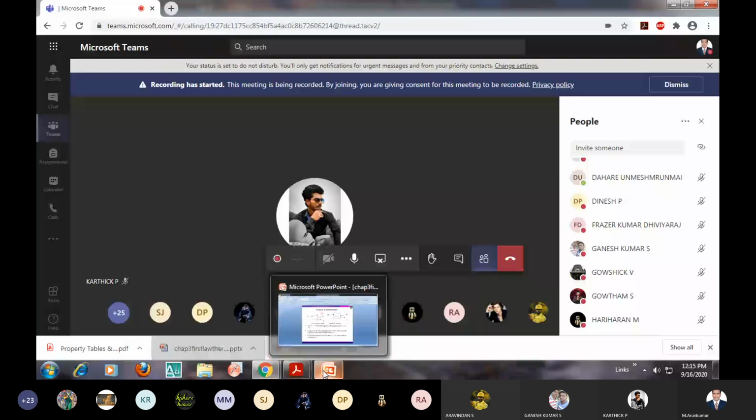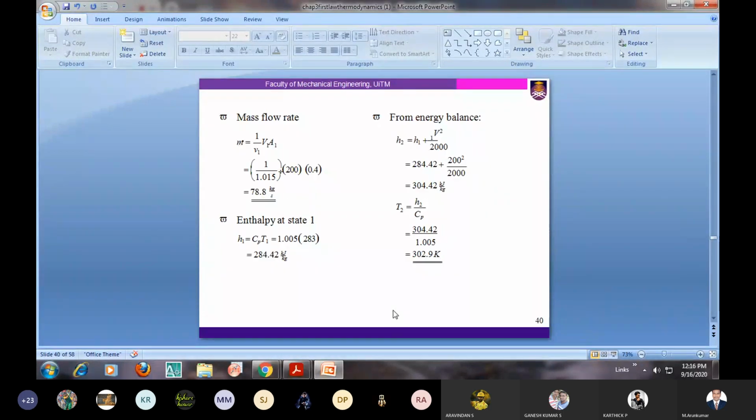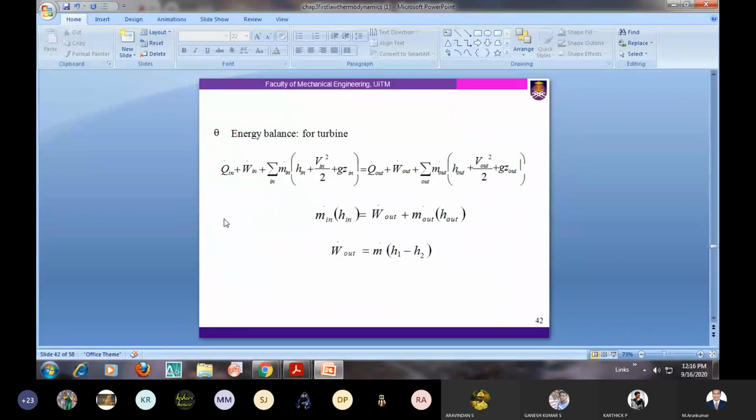The thing is, the steady flow energy equation can be applied for this turbine and compressor. These values can be neglected. So there is no P to Q, there is no PE, there is no KE. So we can neglect. Then we can have the energy equation as this one. So this is the actual energy equation.